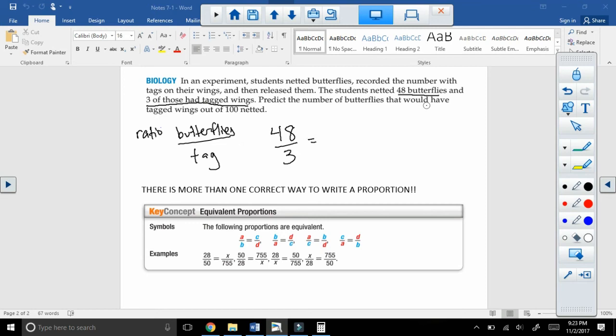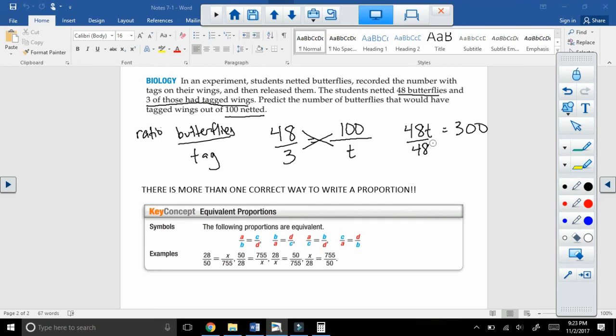Here it says predict the number of butterflies that would have tagged wings out of 100 netted. So the important part of this is that you get that 100 in the right spot, so that when you solve this, you're going to get the right answer. So the 100 butterflies netted would be the part that I put in the numerator of my ratio. So I would put the 100 here, and I want to know how many are tagged. So call it T for tagged or X or whatever variable you want. You could set it up like this. So when you cross multiply, you get 48T equal to 300.